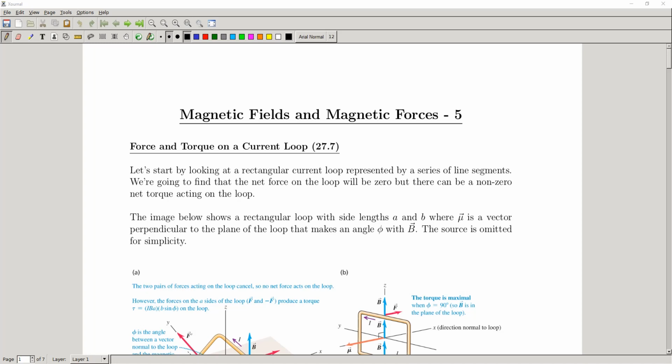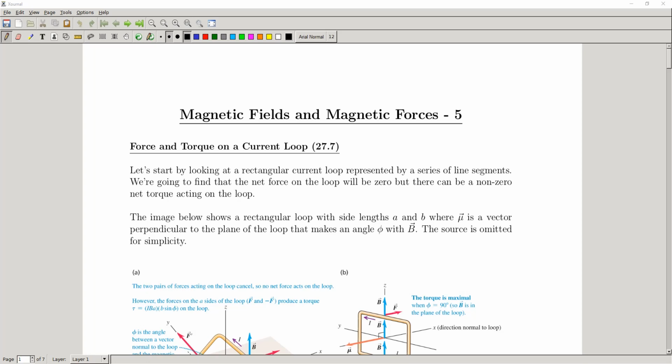Okay, this is going to be our fifth video in our magnetic fields and magnetic forces series. In this video we're going to be looking at all the content from section 27.7. This is going to be force and torque on current loops. And so we'll get started here.